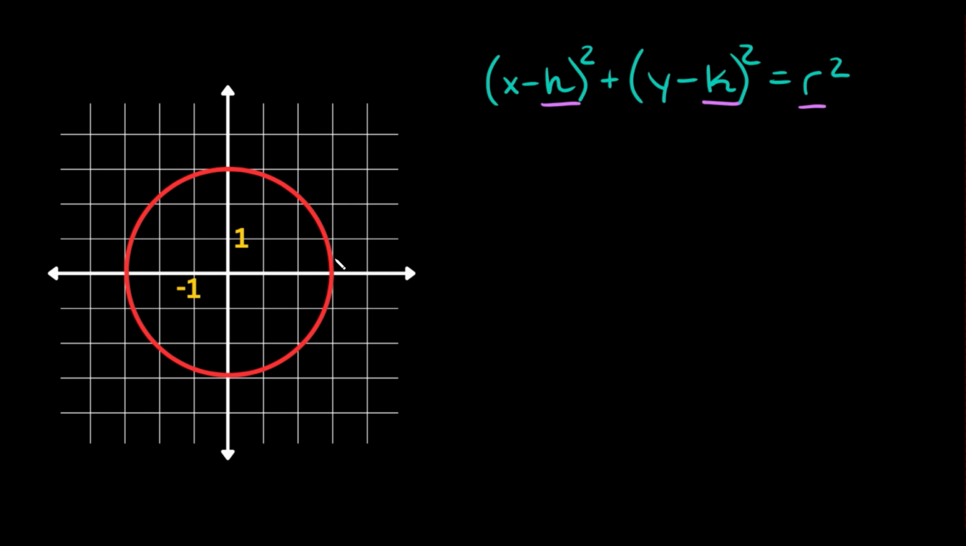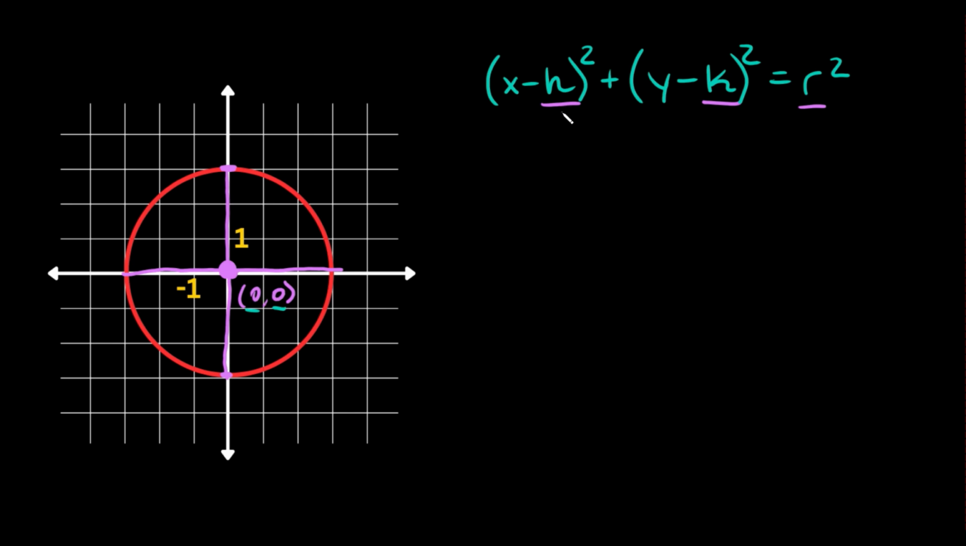So if we look at our graph over here, we have this red circle, and it looks like each line is just one space. If we want to find, first of all, the center of the circle, we can look at the highest point and the lowest point on the circle and draw a straight line, and do the same thing from side to side. Here we can see that the center of the circle is right here at the origin, at (0, 0). So this is what we're going to plug in for h and k.